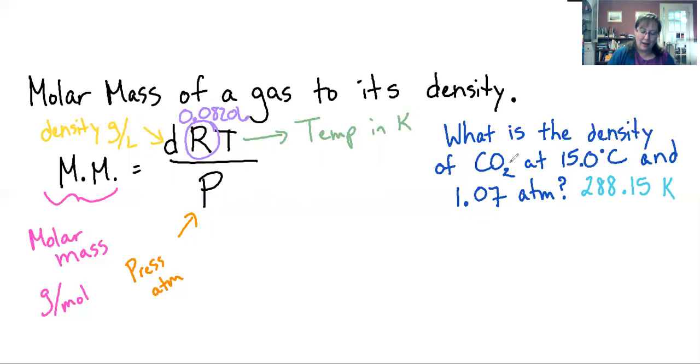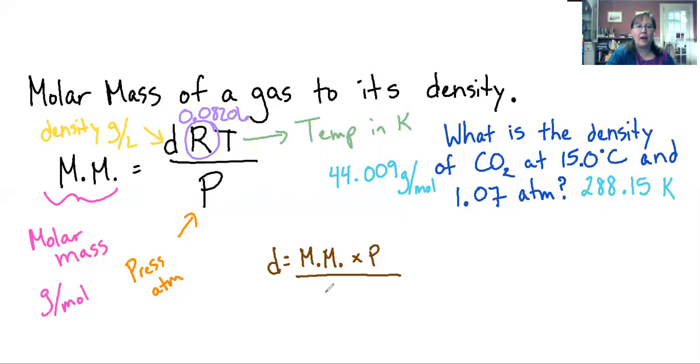So 15.999 times 2 plus 12.011 is 44.009 grams per mole. And now I'm going to be solving for density. So how do we solve for density? Well, we're going to have to move everything away from the density. So what that means is that density is equal to molar mass times pressure divided by RT.